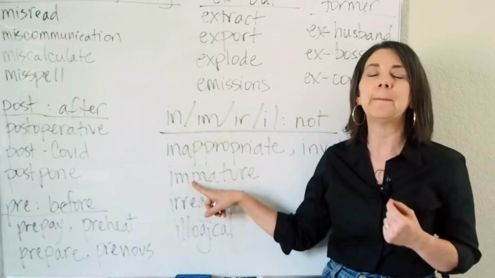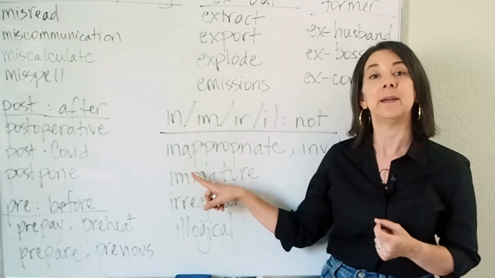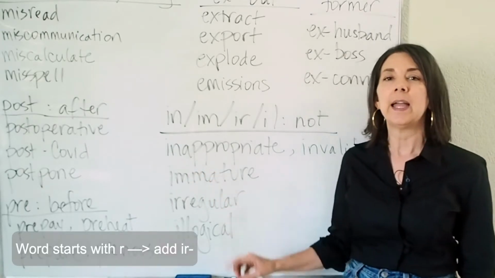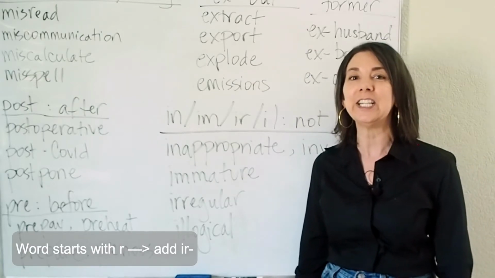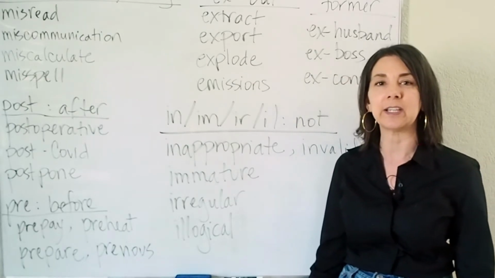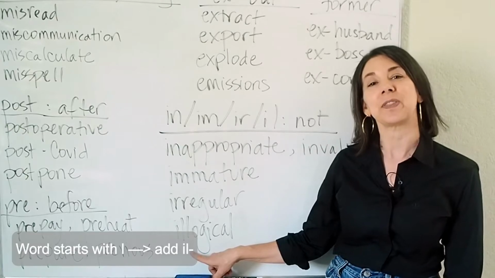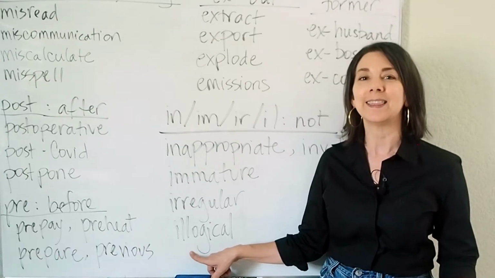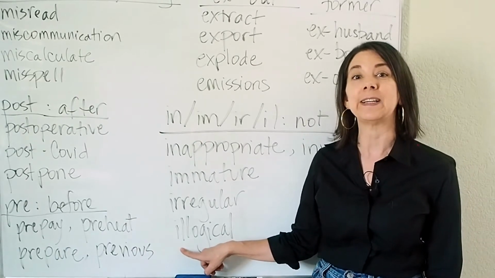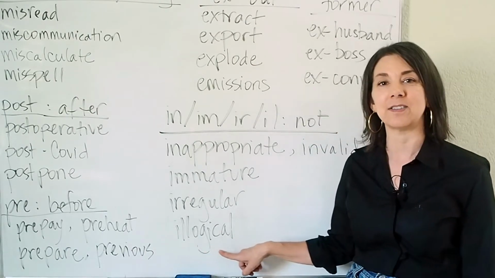Impossible, imbalanced, immature. If the word starts with an R, you add the prefix ir, irregular. And if the word starts with an L, like logical, legal, legible, you add the prefix il, illogical.